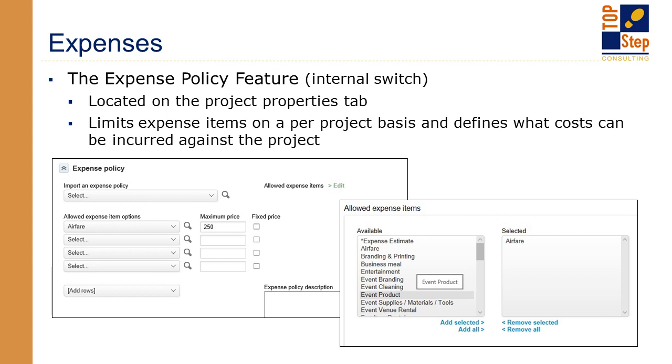In this case on the screen, the only allowed expense on this particular project is airfare, and it's capped at $250. The expense policy is defined in the Properties tab of every project and is a great way to control costs on a per project basis.